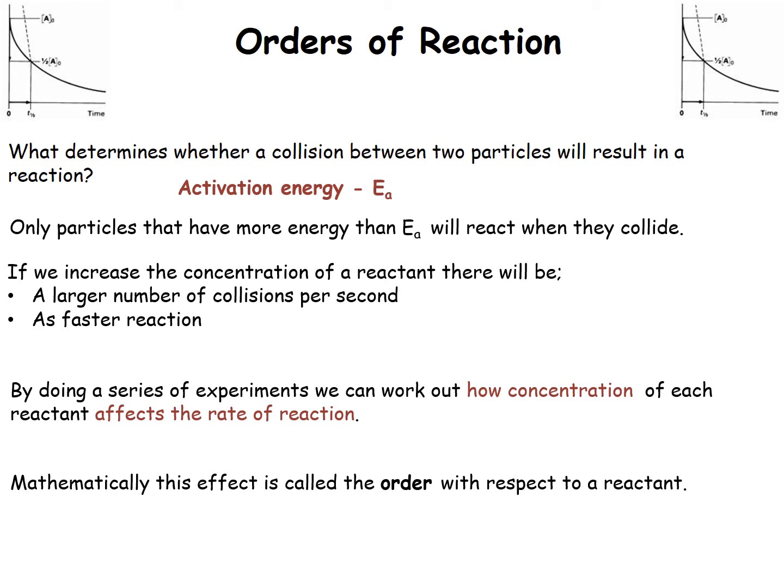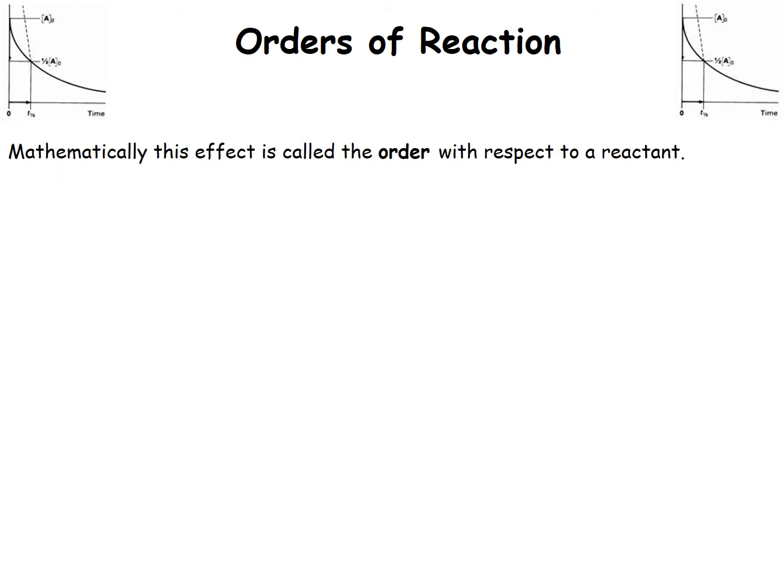So mathematically, this effect is called the order with respect to the reactant. So for example, if I doubled the concentration, it doubled the rate of reaction, I would say it's first order with respect to whatever the chemical was called. But sometimes if you double it, it might quadruple the effect, or it might have no effect. So the order will tell us how much effect that will have, and we do that with a series of monitoring reactions. So this is the reaction.